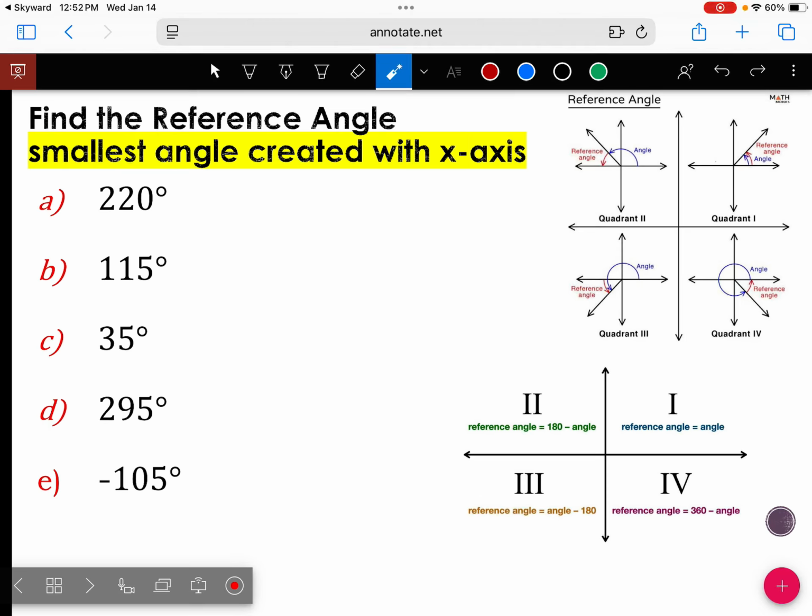A reference angle is the shortest distance to the angle that's closest to the x-axis. So it's the smallest angle that you can create with the x-axis, okay? So therefore, depending upon what quadrant you're in, we're gonna find it a different way, okay? So let's look at A.